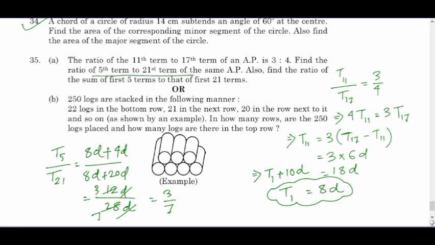Next, also find the ratio of the sum of the first 5 terms to that of the first 21 terms.